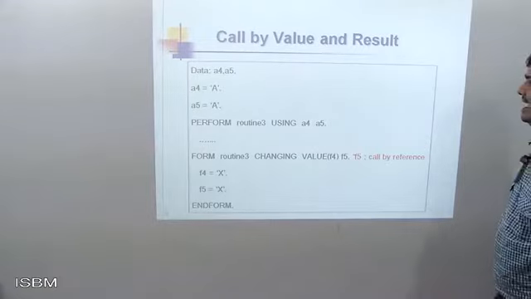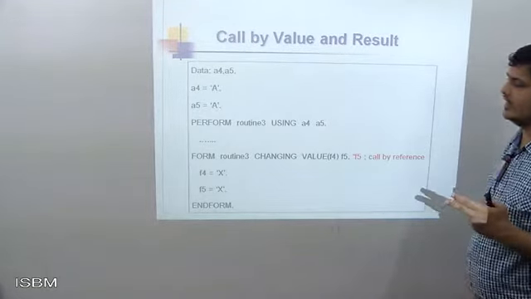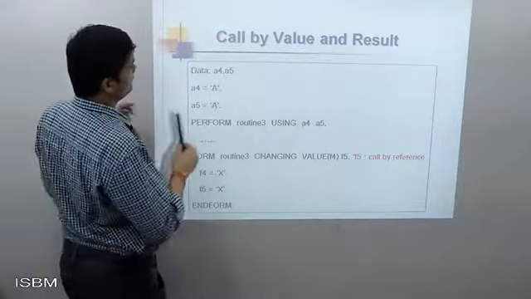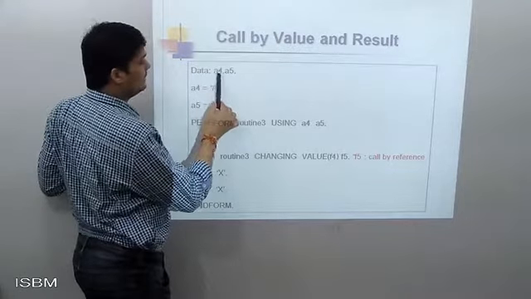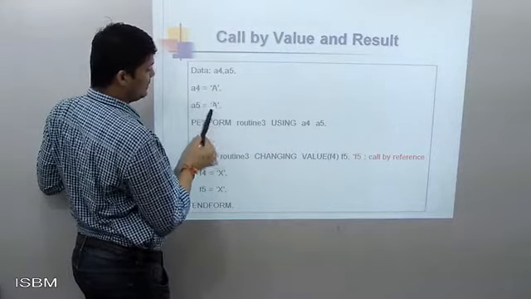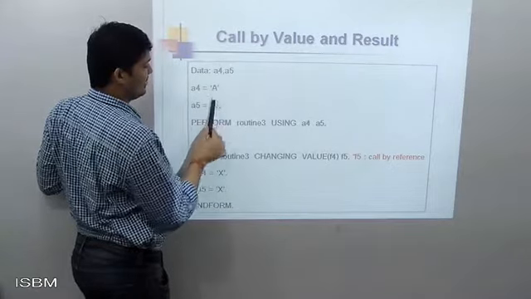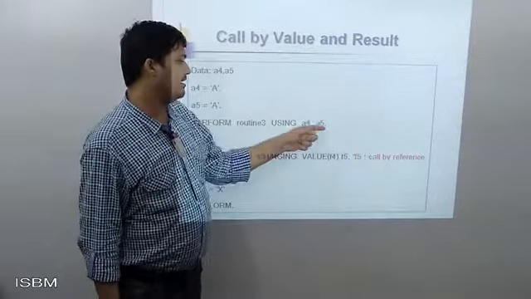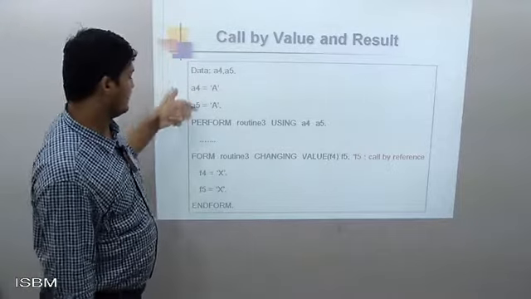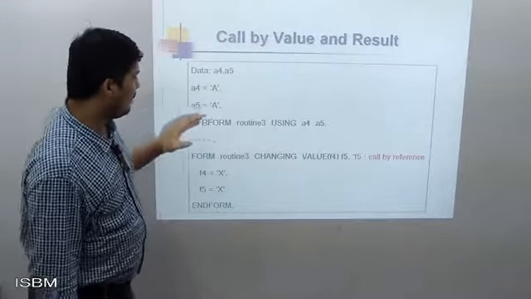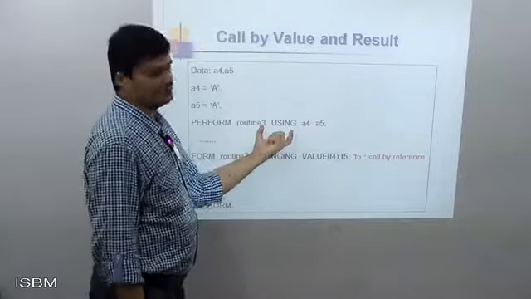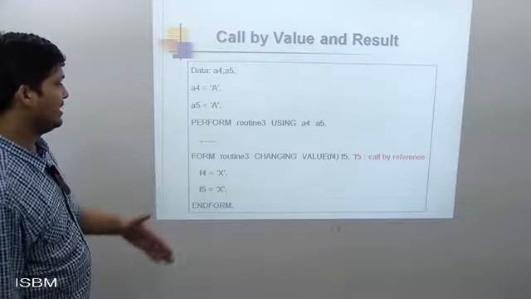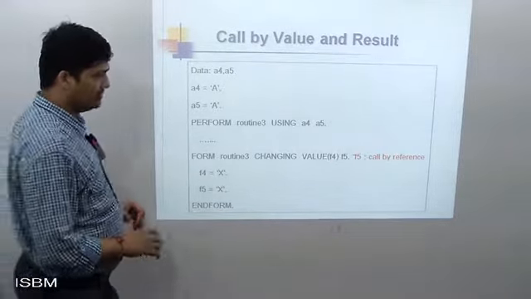Here you can see that we have taken two different variables. Again the same thing over here, call by value and result. You can see that A4 and A5 we have declared as data, and we are putting the same value AA in A4 and A5. Then we are using perform routine 3 using A4 and A5. In the form routine 3, we have made one change, because we need to change the values of F4 and F5.